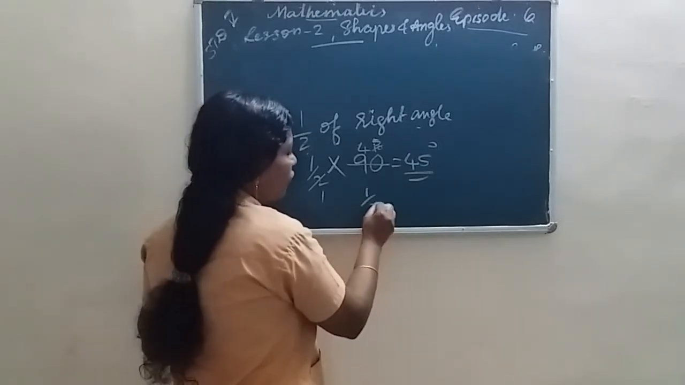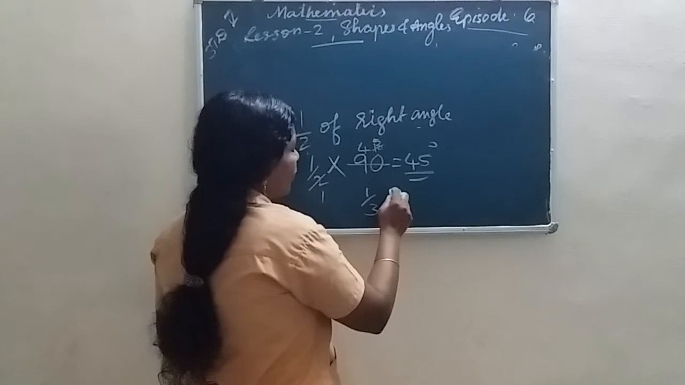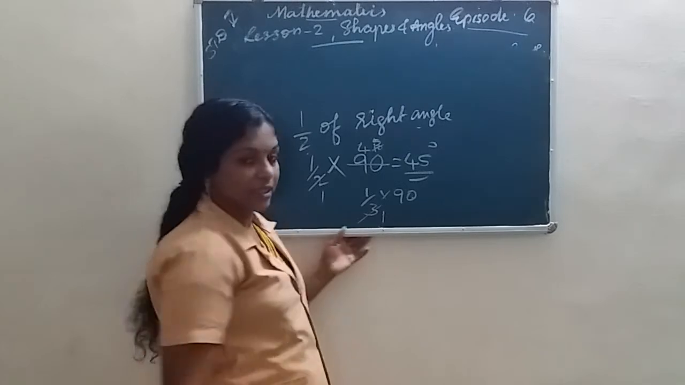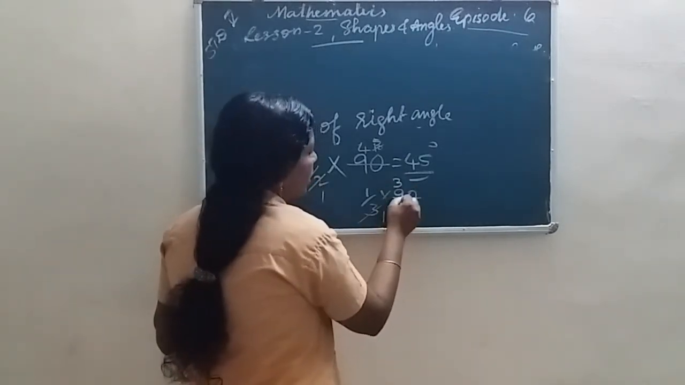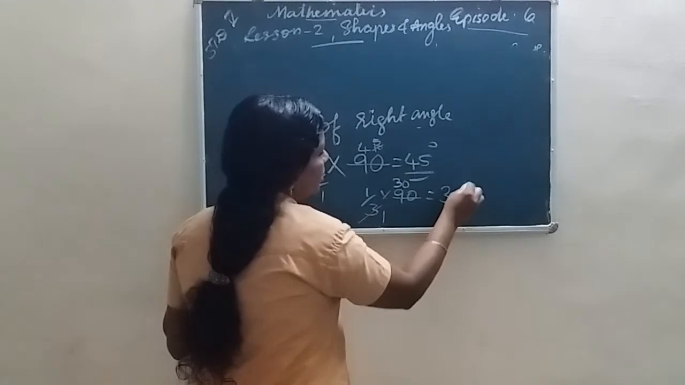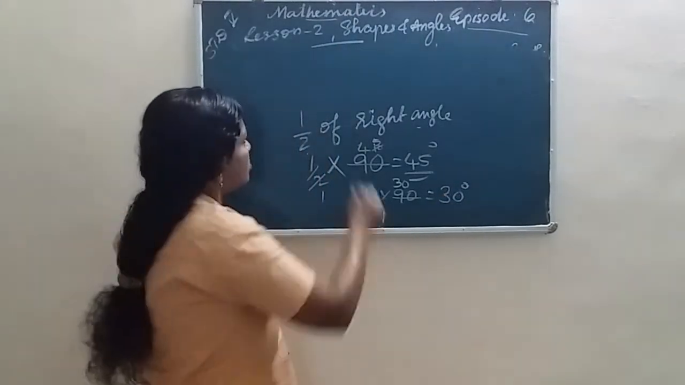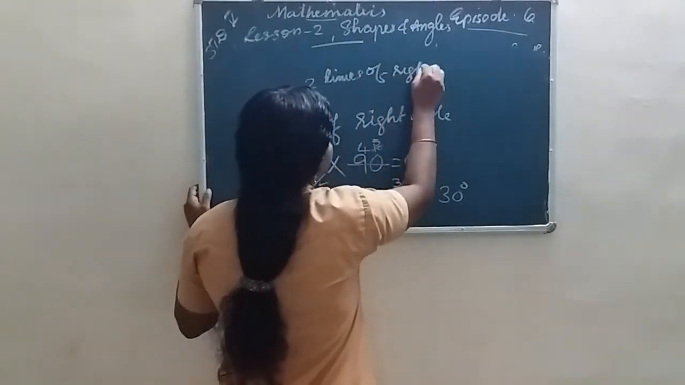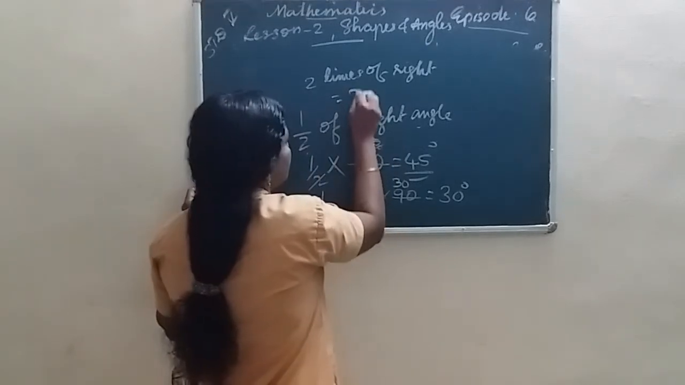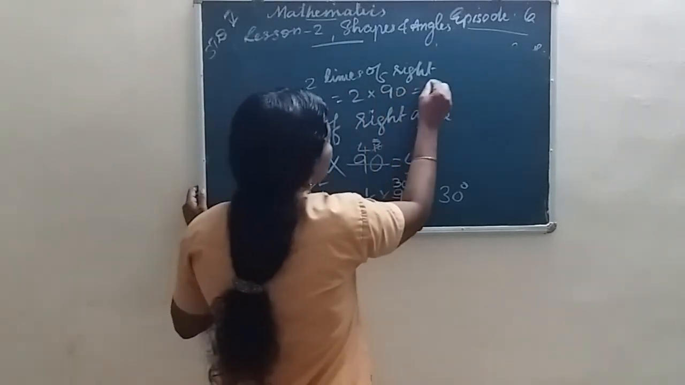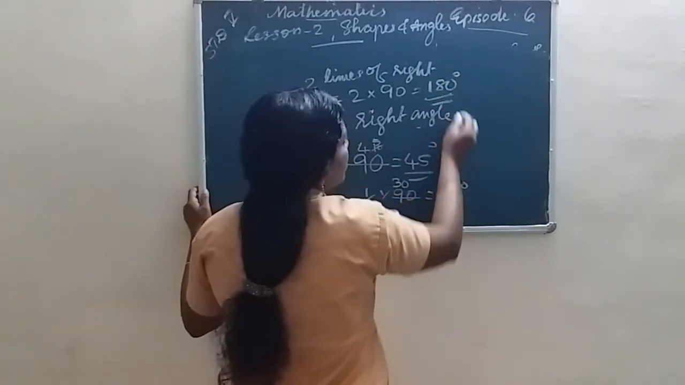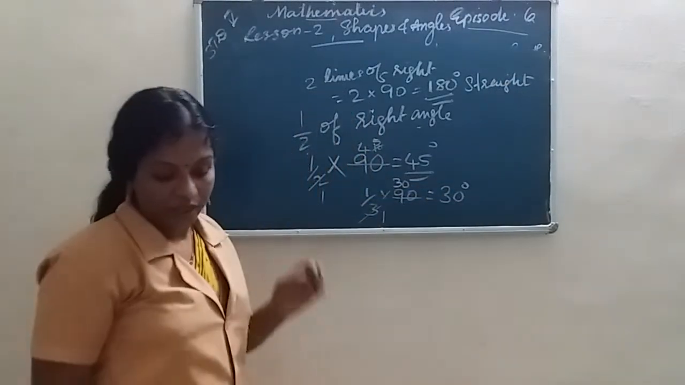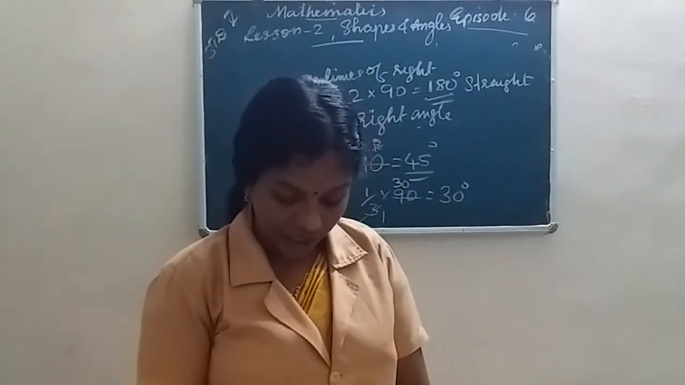Then 1/3 of a right angle. Right angle is 90. So again we can divide by 3. 3 3s are 9. So the angle is 30 degree. Okay. 2 times means 2 into. 2 times of right angle is equal to 2 into 90 is equal to 180 degree. It's a straight angle. 180 degree is a straight angle. Okay, understand all of you? 90 degree angle is called a right angle.